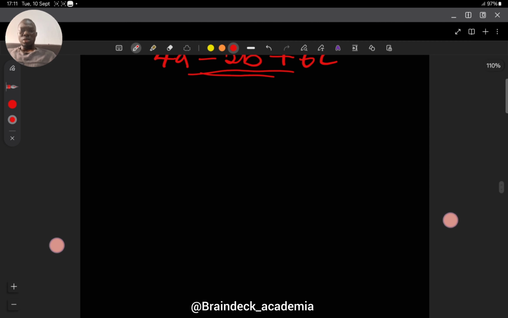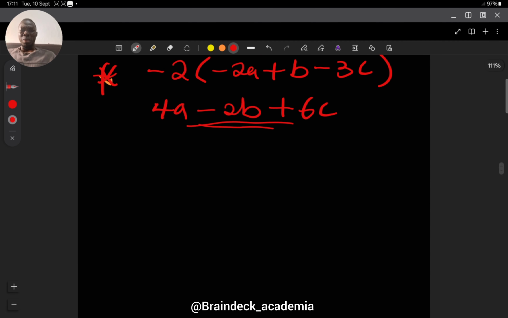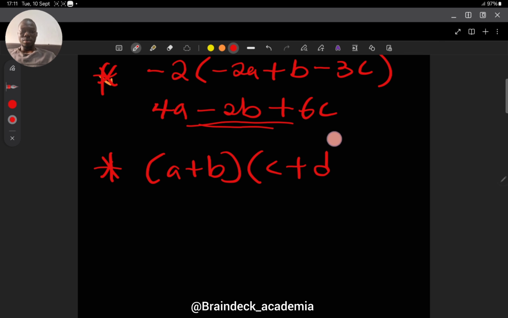Okay. So I think with what I've explained, you should understand distributive properties. So now I want to teach you how to expand, because our main topic is expansion. So let's say, for instance, you have a plus b bracket c plus d, and you want to expand this. How do you expand this?